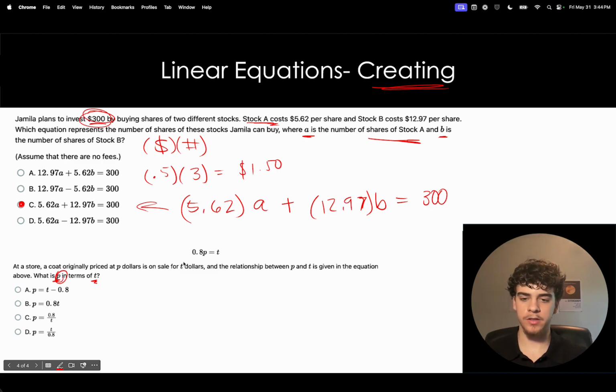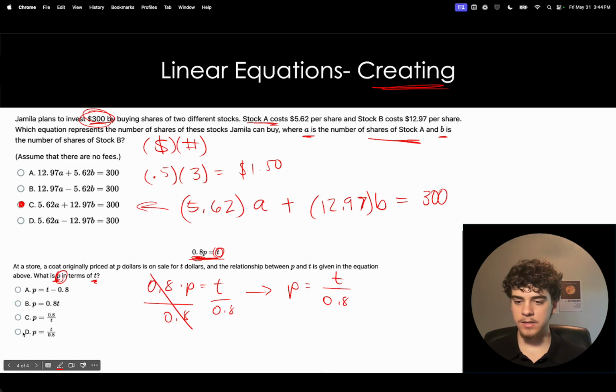So if we look at the equation that they already give us, we're given T in terms of P because T is isolated and then P has some other stuff attached to it. So in this case, since they're asking for P in terms of T, all that we want to do is get the P by itself. So if we have 0.8 times P equals T, and we want this by itself, all that we have to do is divide both sides by 0.8, and then these two things cancel out, and we're left with P equals T over 0.8.